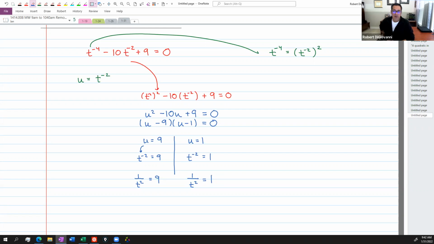Now that I'm here, I need to solve for t. I'm not going to raise both sides to a power. What I'm going to do is clear the fractions by multiplying both sides by t squared. I'm going to do that on both of these. On the left, they cancel and you're left with 1, and over here you have 9t squared. On the other one, the t squareds cancel, you have 1, and over here you get 1 times t squared, which is t squared.